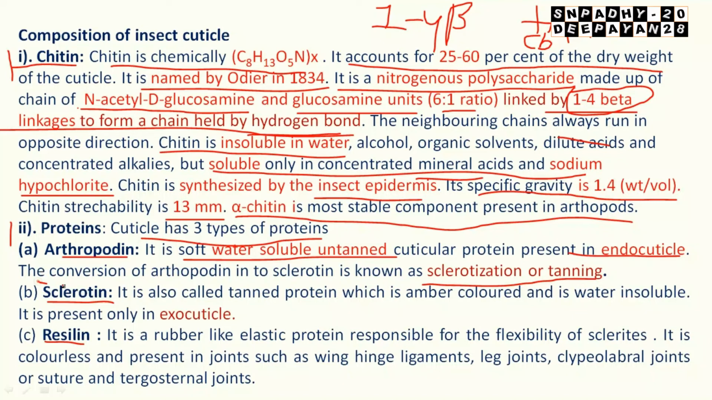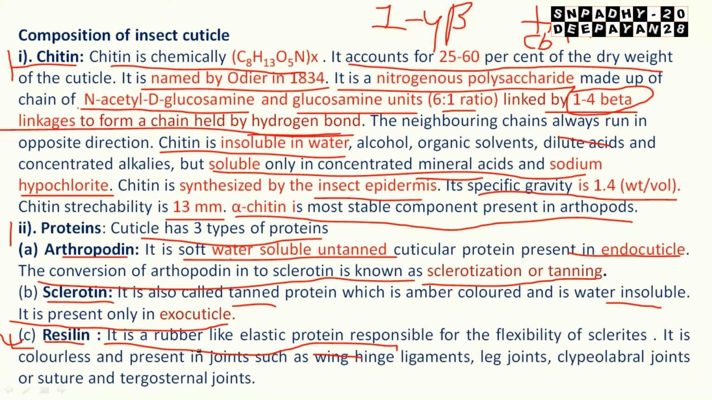What is that? The conversion of arthropodin into sclerotin is known as what? Sclerotization or tanning. What is sclerotin? It is a hard, water-insoluble and tanned protein. It is present in case of exocuticle.